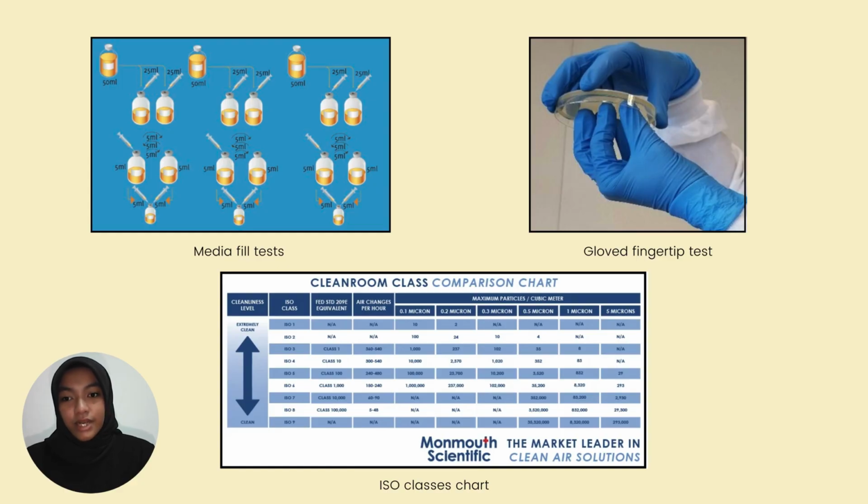Lastly, the clean room class comparison chart illustrates environmental monitoring and the importance of maintaining appropriate ISO classifications in sterile compounding areas. Personnel involved in sterile preparation should know in detail about the ISO classification and be able to conduct these tests flawlessly.